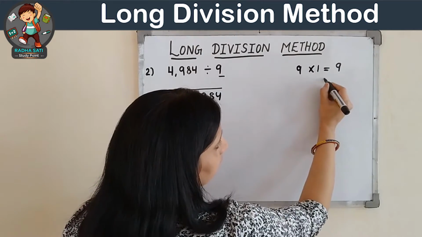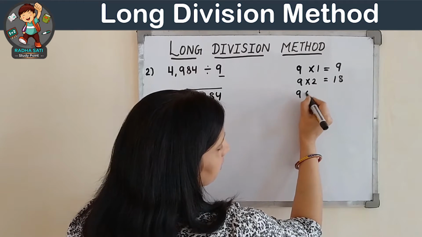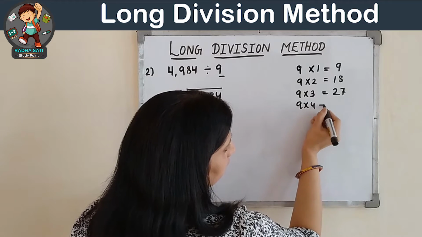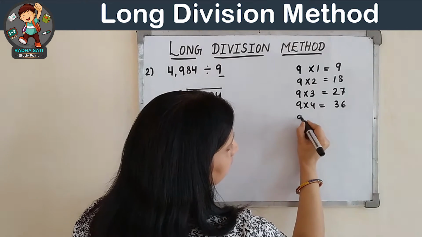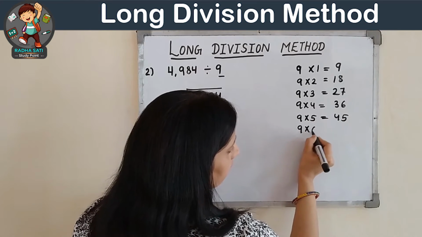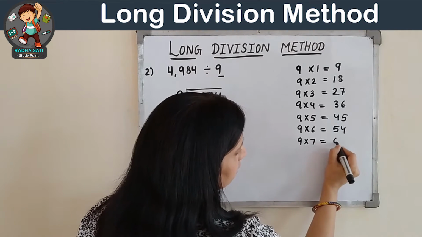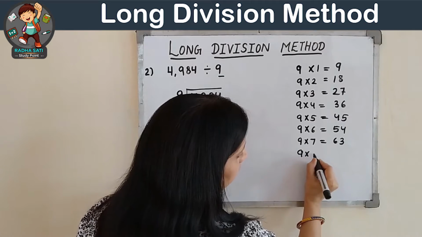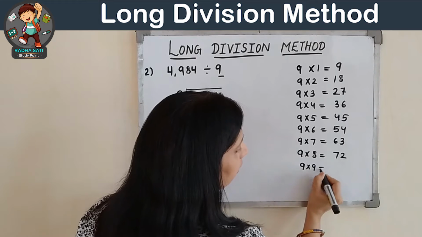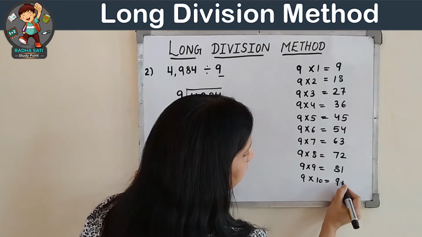9 1 ja 9. 9 2 ja 18. 9 3 ja 27. 9 4 ja 36. 9 5 ja 45. And 9 6 ja 54. 9 7 ja 63. 9 8 ja 72. 9 9 ja 81. And 9 10 ja 90.